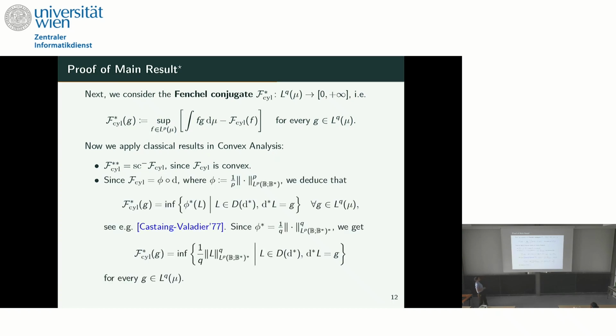But in order to compute the second conjugate, we first compute the first conjugate, and notice that our functional can be written as the composition of the L^p norm and this linear operator, the differential. And then you can show, and maybe a good reference for this formula that I'm going to state is Castaing-Valadier, that the conjugate of my functional can be written as the infimum of the conjugate of the p norm applied to L, where L ranges in the domain of the adjoint operator, and the adjoint of d is nothing but, for every g in L. And now the conjugate of the p norm is just the q norm in the dual space, and then we get the conjugate of our functional looks like this.